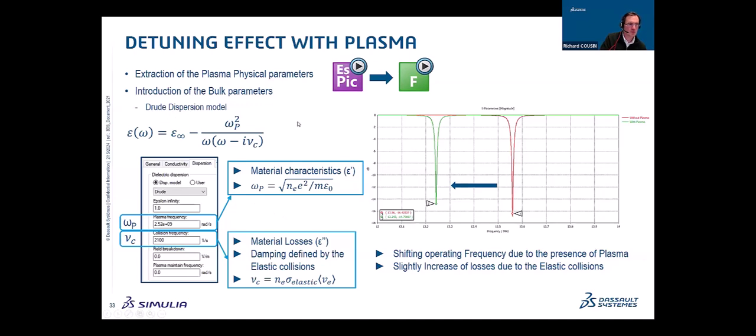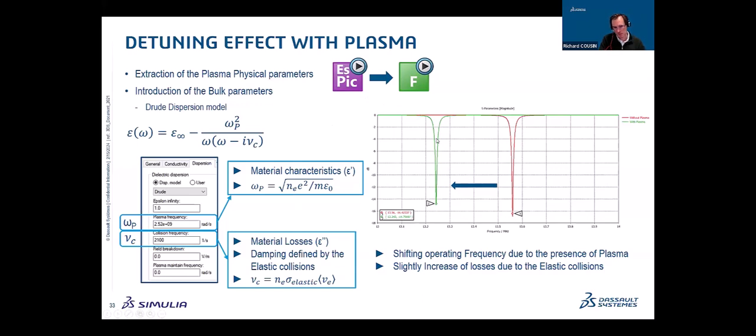So we use the Drude dispersion model, and all the parameters that you have here, the plasma frequency and the collision frequency, can be entered with the parameters that have been extracted from the ESPIC solver. Then we run once again the frequency domain solver. So this time we have the plasma established, which we consider as a bulk using a macroscopic approach. And you can see the new simulations taking into account the plasma: we have a shift in frequency when we take the plasma into account.